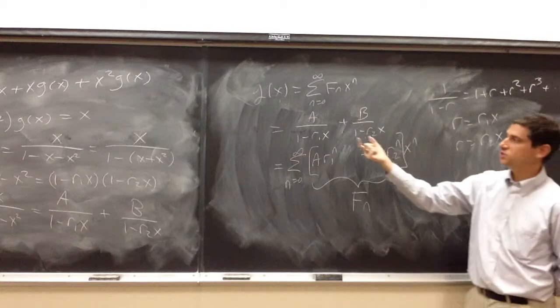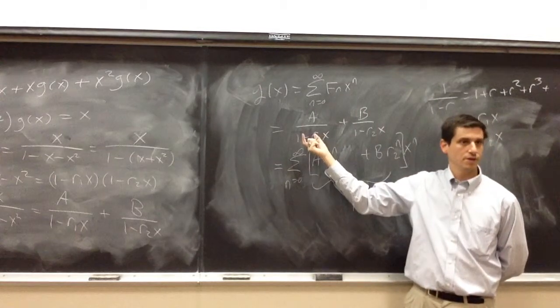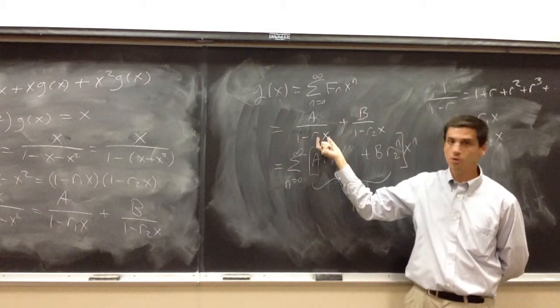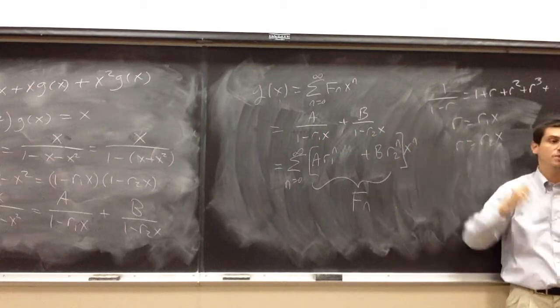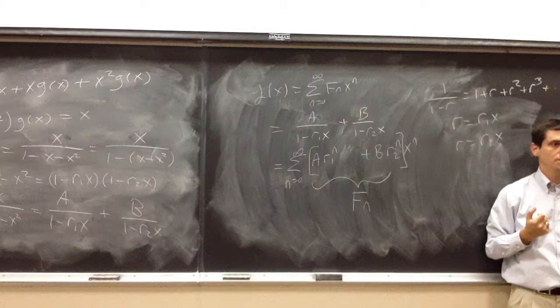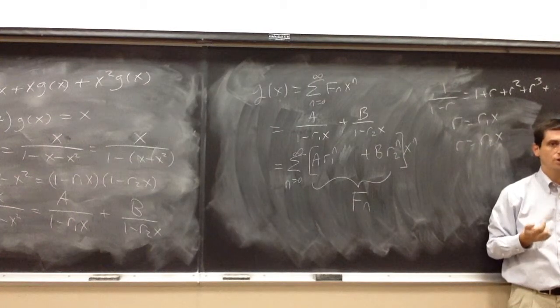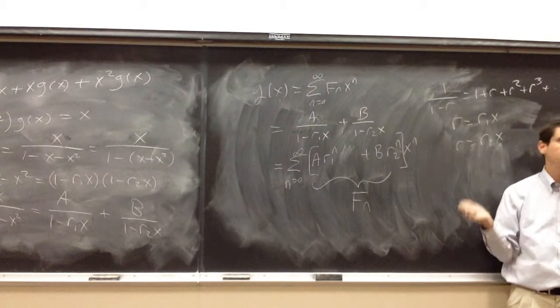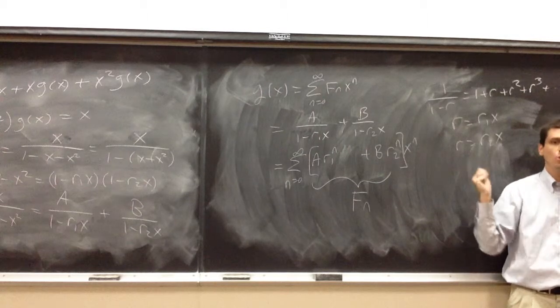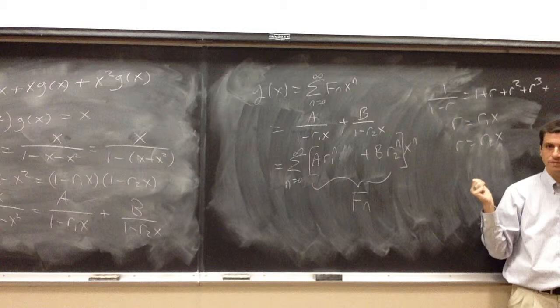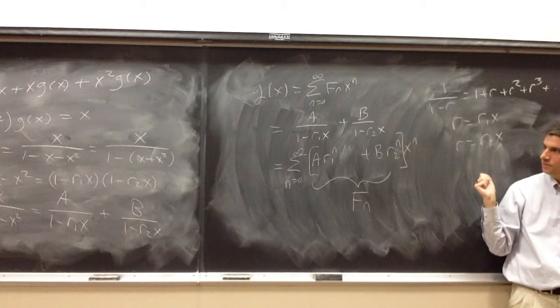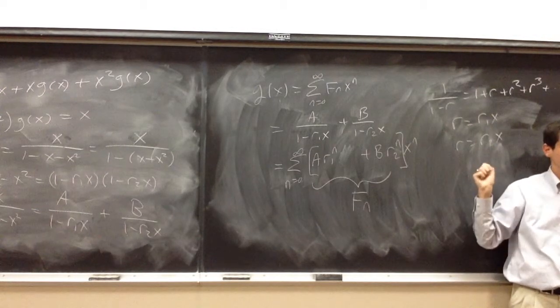And so I just expand each one of these. In order for this expansion to hold, r1 times x must be less than 1 in absolute value, and r2 times x must be less than 1 in absolute value. So again, I strongly urge you to go through and calculate what r1, r2, a and b are. Okay. Any questions about this?